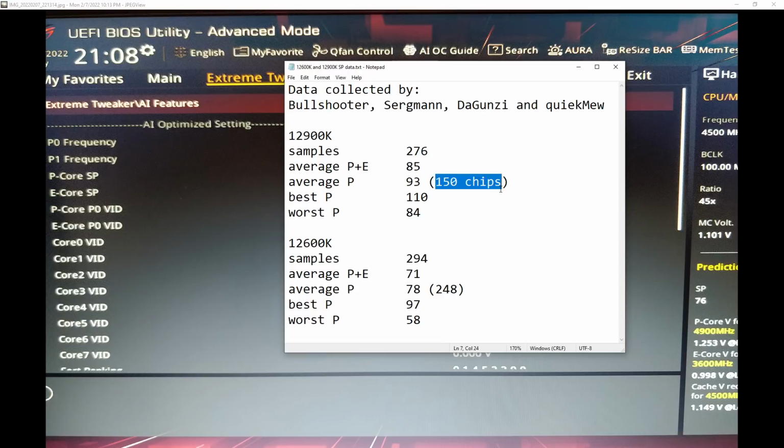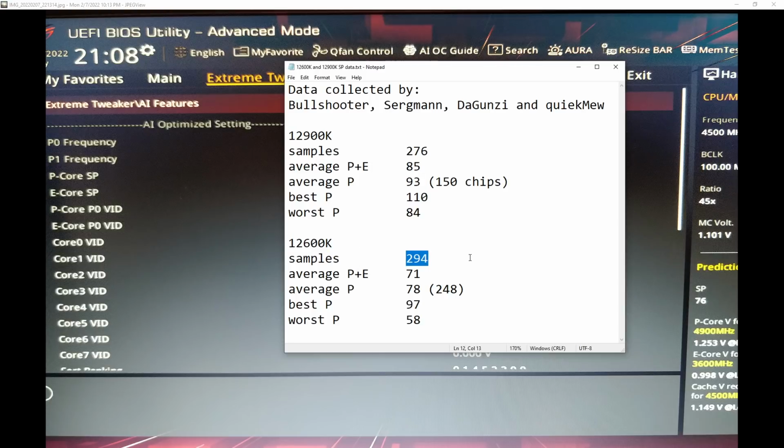So anyway, they did check all of the... this is 150 random CPUs that were checked for the P core SP rating, and those got a 93 on average. So my 12900K, based on this average of 150 chips, is 3 points below average for its P core rating. Anyway, let's talk about the 12600K.